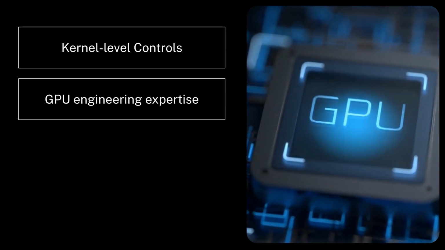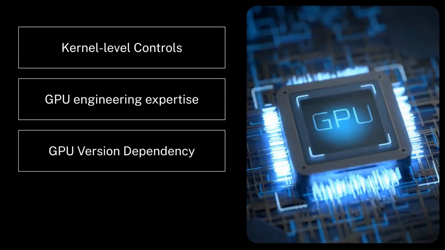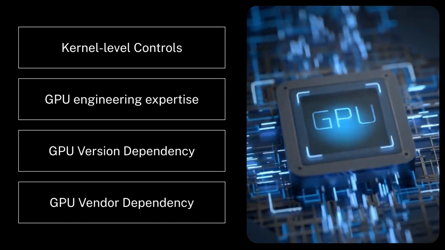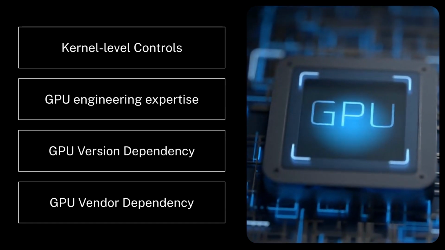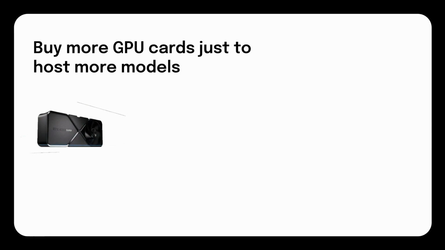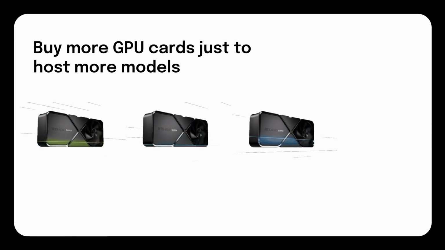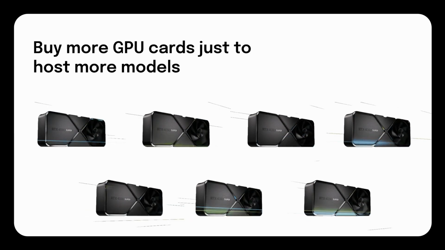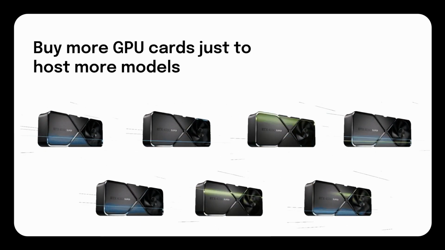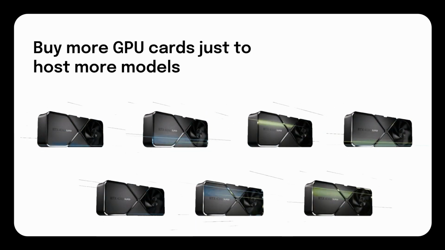The implementation also varies across GPU versions and vendors, making it even more difficult to scale and manage in heterogeneous environments. Because of these limitations, enterprises often resort to buying more GPU cards, or for on-prem AI appliances, purchasing additional units, even though their existing hardware still has significant idle capacity. This drives capital expenses and operational costs sharply upward.